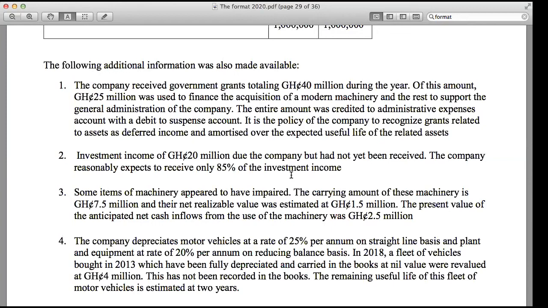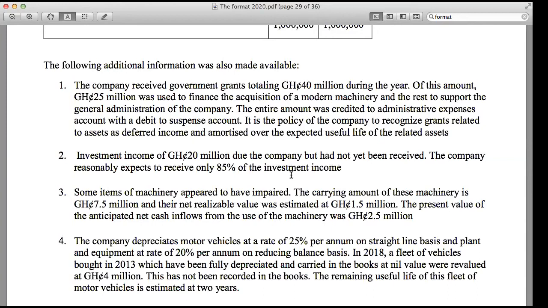The entire amount was credited to administrative expenses. Why? No, you cannot do that. You cannot credit the entire amount, not all of it refers to revenue grant. So you have to reverse it. So go to admin and debit it by 40 million. So go there, take 40 million from it.